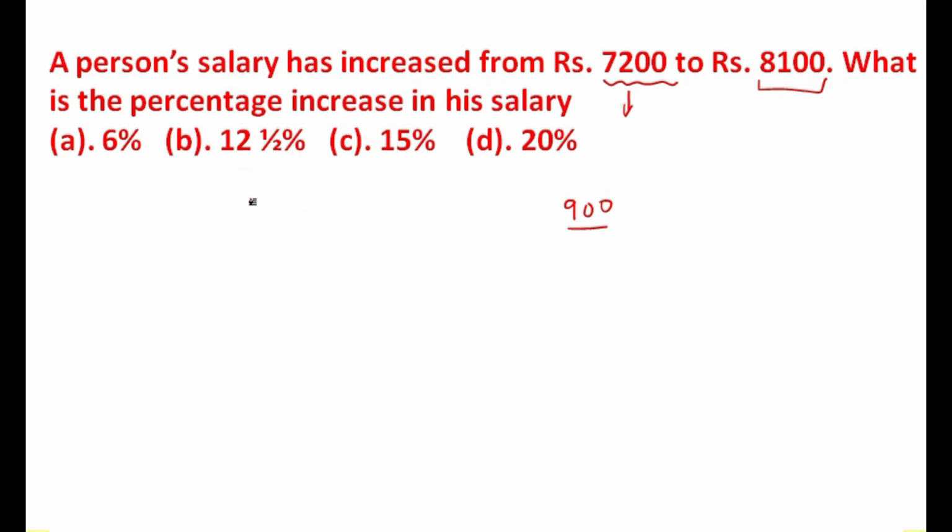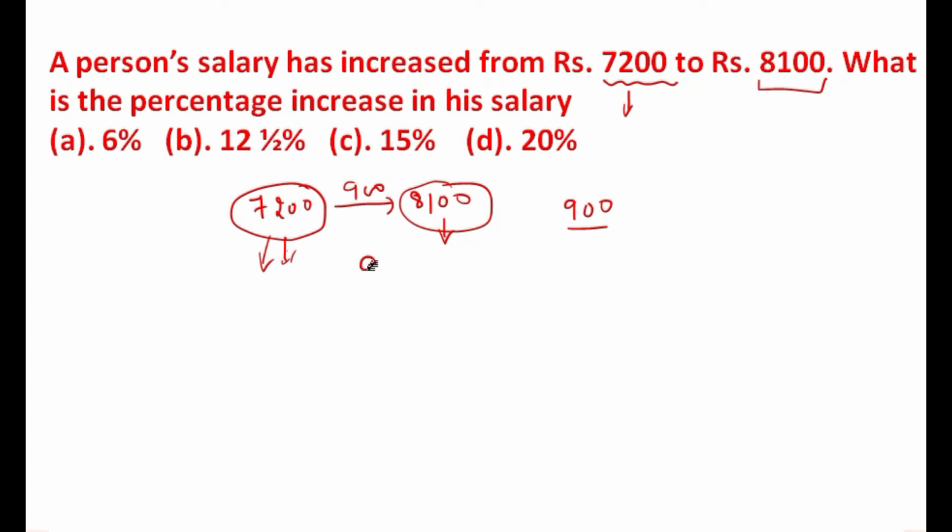Wait, I'll tell you like this. 7200 is increased and it becomes 8100. Now what is the difference? The difference is 900. So it is asking you the increase percentage. You need to calculate the increase percentage on the base, taking the initial value as the actual number. You cannot calculate the increase percentage on this number. On this final value you can calculate the reduced percentage, but not the increase.